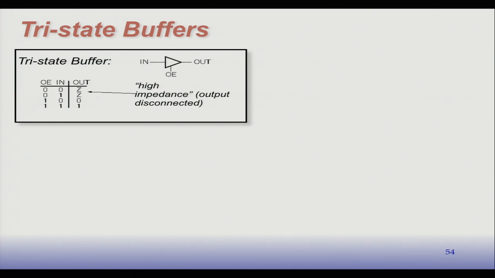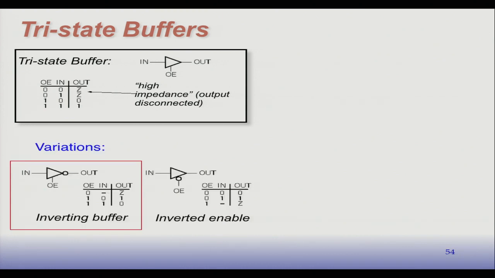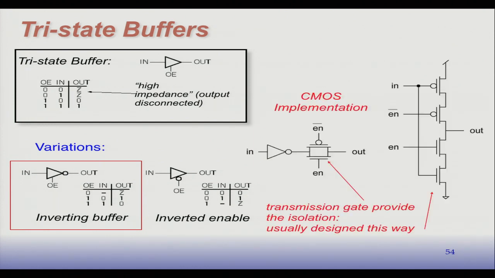This is a circuit that will allow us to intentionally disconnect that output node. And I'll show you why we may want to do that in a minute, but there are variations on this. In fact, in CMOS, most of them are inverting. So you can think of this as a special kind of inverter, and it has an extra input. And when that input is a 0, then the output is so-called Z, or high impedance, or it's disconnected.